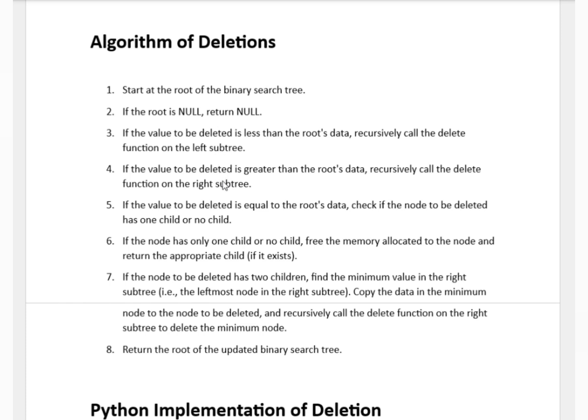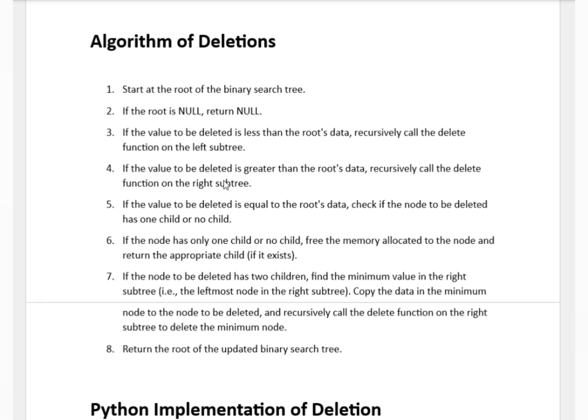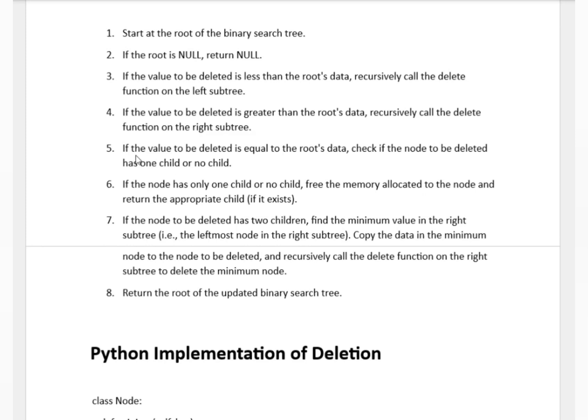If the element to delete is smaller, we have to go to the left part. If the element is greater, we have to go to the right part. Here we have to call recursively. That means the function is called recursively to make this transition. If the value to be deleted is equal to the root node's data, now we are in the current node.